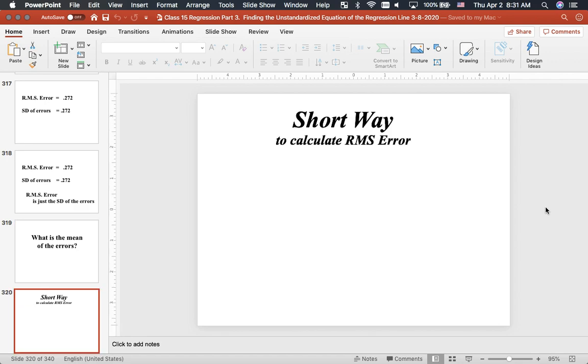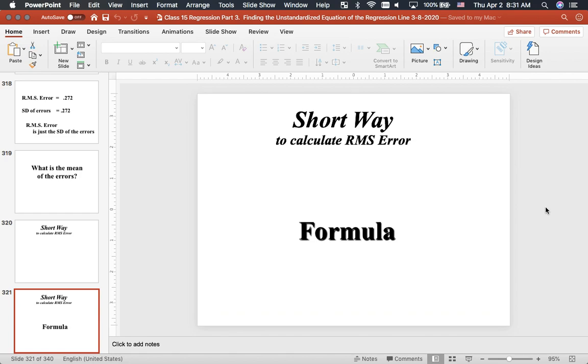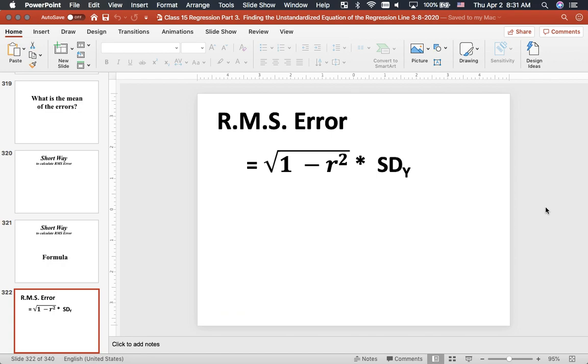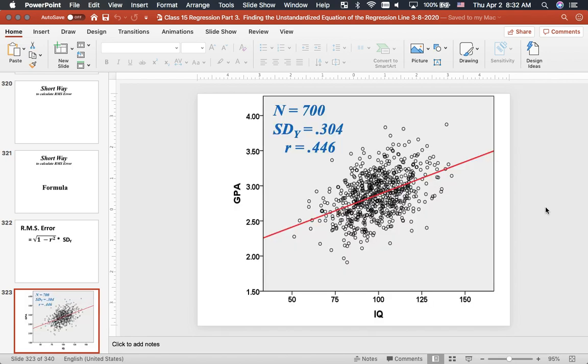Okay, so let's look at the short way to calculate RMS error. We can just use a nice formula. So this is another formula that's really important for this lecture. So look at this formula right here. It's the square root of 1 minus the correlation coefficient squared. Then multiply that by the SD of y.